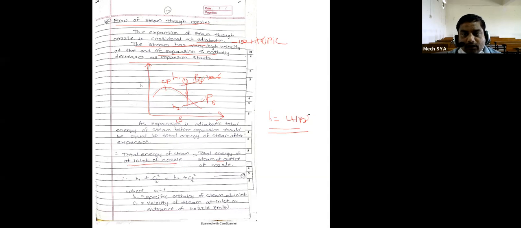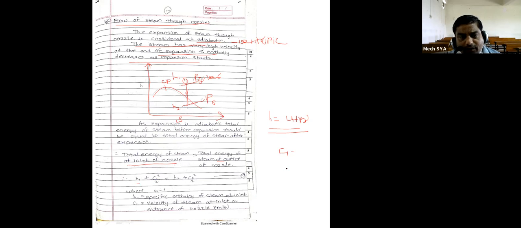We know that enthalpy is internal energy plus pressure volume energy. Therefore, the total energy of the steam at the inlet of the nozzle is equal to H1 plus kinetic energy, since the steam is moving with some velocity. Let us consider C1 is the velocity of the steam. Velocity we denote in this chapter by the letter C. So C1 is the initial velocity of the steam at the entrance.